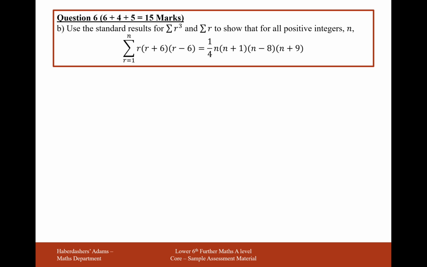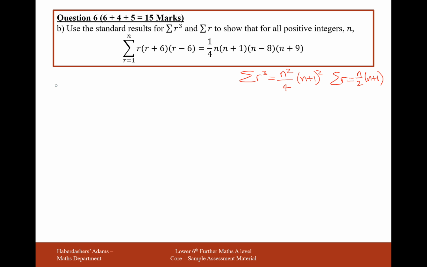Okay, part B comes along, and now we're back onto the series part of this question here, using the standard results for the sum of r cubed and the sum of r. Show that for all positive integers n, this theorem here is true. So I'm going to ignore the right hand side for now and just concentrate on the instructions they've asked us to follow. The standard result for the sum of r cubed is this, and the sum of the r numbers is n over 2 times n plus 1.